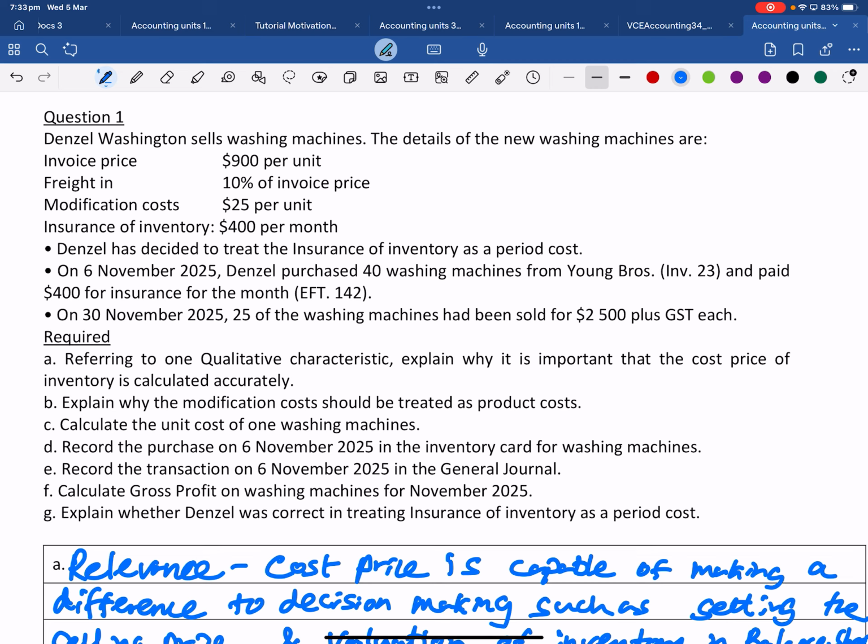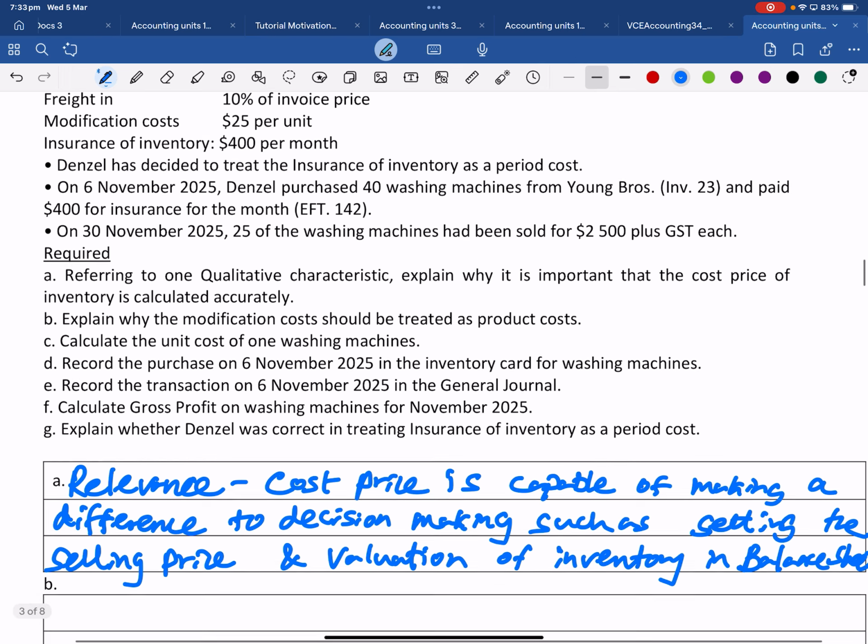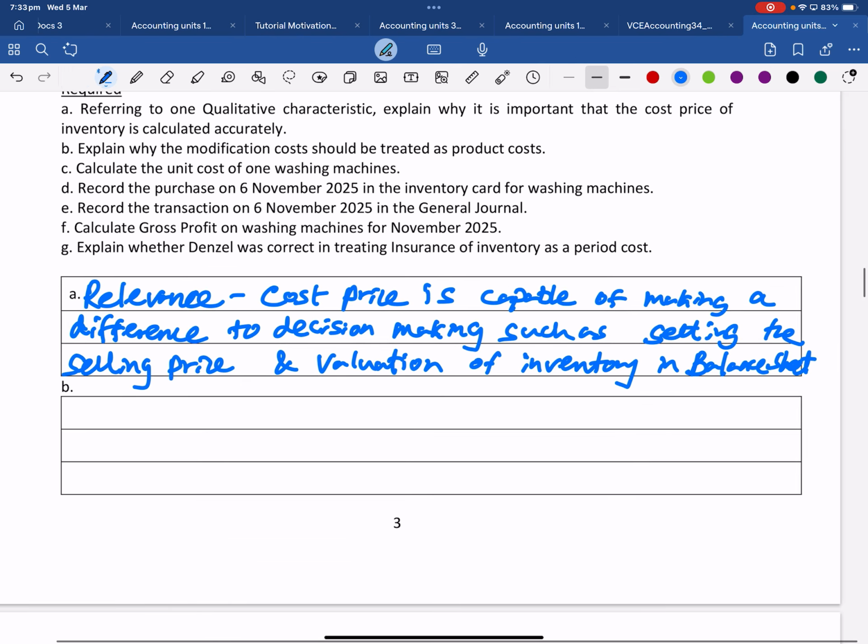Denzil is selling washing machines. Right? Denzil sells washing machines, and he has details of the new washing machine: invoice price, freight in, modification, insurance. Then they're asking, explain why the modification cost should be treated as a product cost. How do you answer that one, guys?